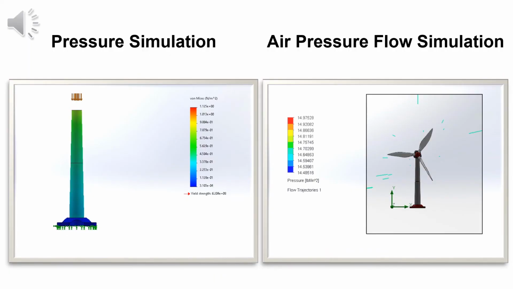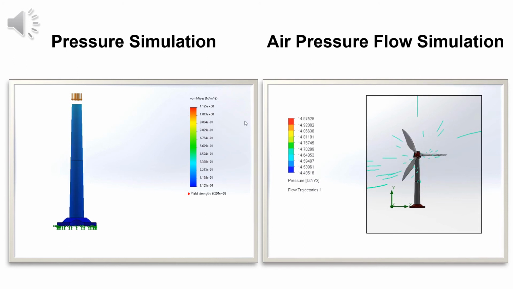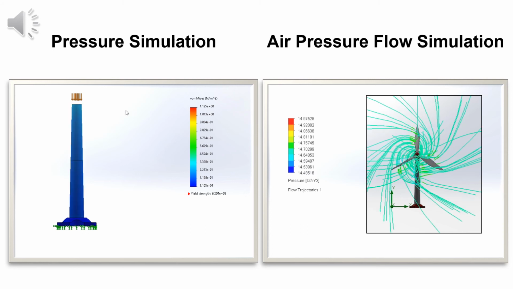On the left, we have the pressure simulation, which shows that when 6,700 newtons of pressure is introduced, the mass would collapse. On the right, we have the air pressure flow simulation, which shows that the blade can handle about 65,000 newtons of airflow pressure.